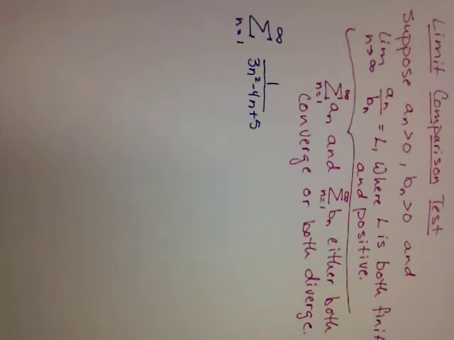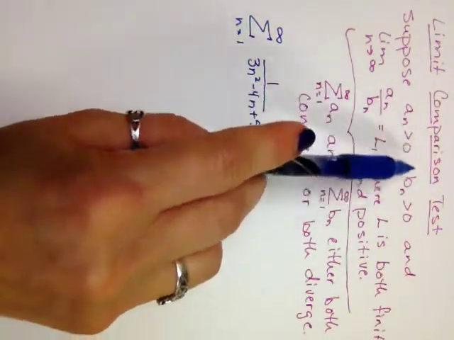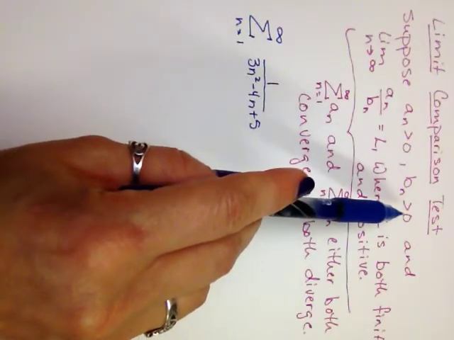So this video is about the limit comparison test. What we're doing is comparing two series to see if one of them converges or diverges. Suppose that the sequences are both greater than 0, so their terms are positive.